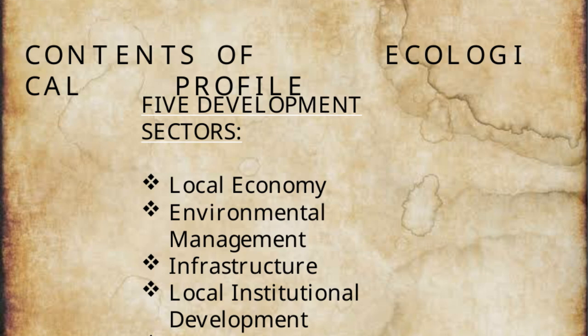Infrastructure is another critical sector, building and maintaining roads, utilities, and facilities to support daily life and economic activities. Then, we have local institutional development, which involves empowering local institutions and governance structures to effectively serve our community's needs. Lastly, population and social services are fundamental for ensuring access to quality education, healthcare, and social support systems. Connecting all these sectors, the ecological profile helps us understand how these elements interact with our environment, guiding us to make informed decisions that promote sustainable development across all areas.